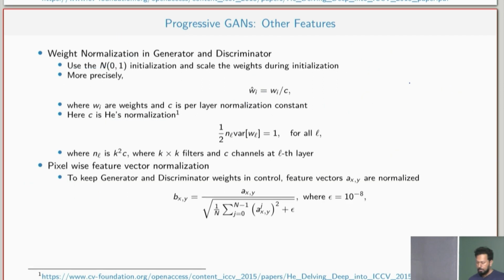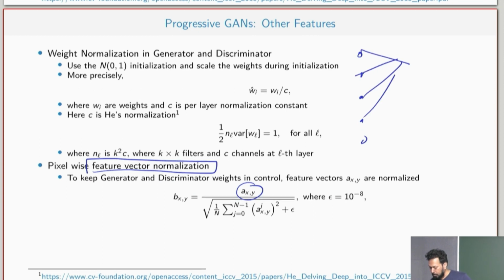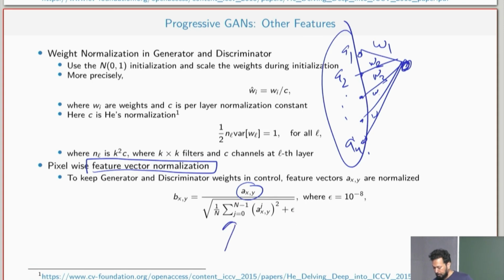And another thing they did is feature vector normalization. In feature vector normalization, you basically normalize the features. So there are weights and there are features, right? You take a linear combination like this. Let us say the output is here. These are the weights, and these are your features at some layer, let's say A1 to AN, and these are W1, W2, W3 to get an output here. So you may also normalize the features by dividing by the sum of the squares of these features.